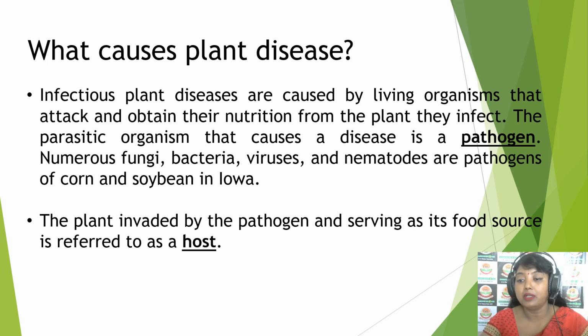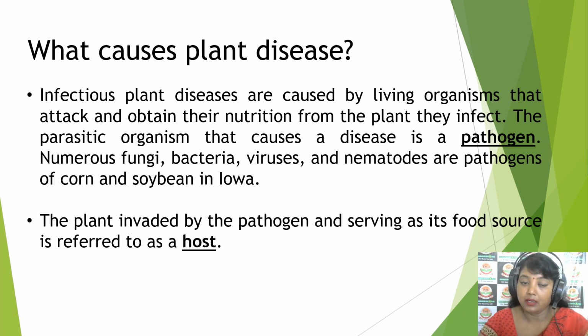What are the different agents? What are the causal organisms by which the diseases are caused in the plants? So, pathogen. What is a pathogen? The parasitic organism that causes a disease in a plant is called a pathogen. Any organism which is causing the disease in the plant is called a pathogen.